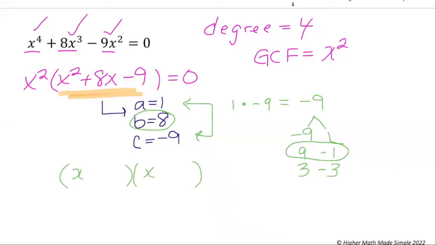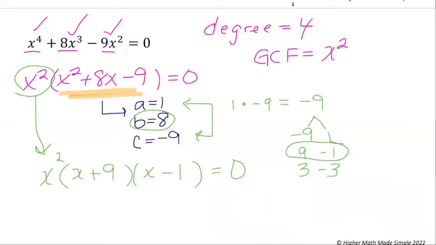Now, +9 is one chosen factor, so I'm going to write +9, and -1 is the other chosen factor, so I'm going to write a -1. Now don't forget to bring this x squared down here. Okay, so we have just factored this quartic or degree 4 polynomial completely.